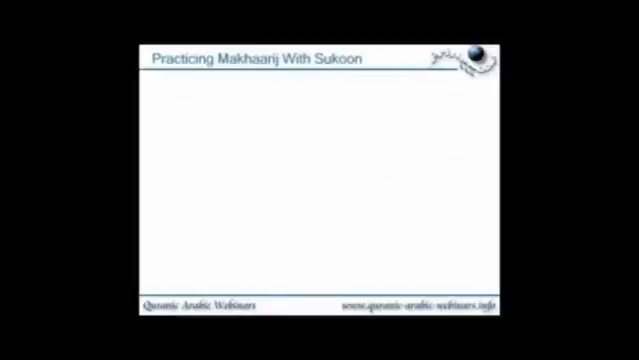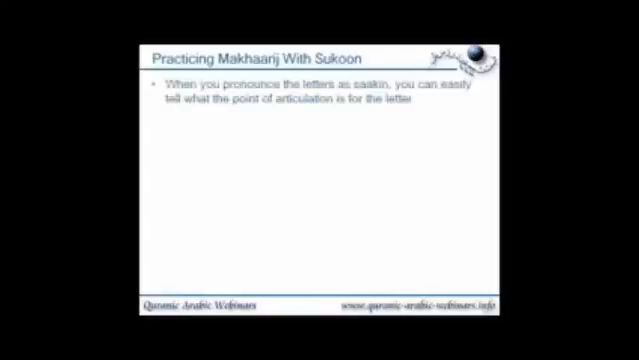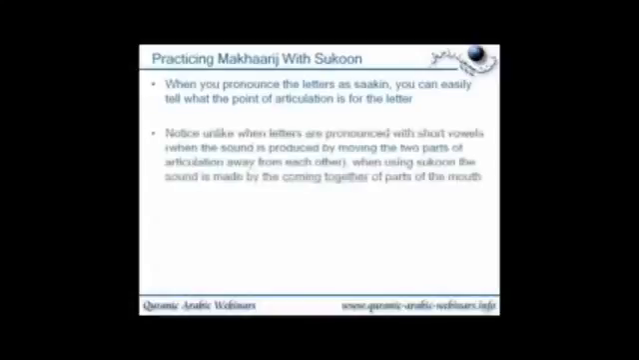Practicing the makharij with sukoon. When you pronounce the letters as sakin, you can easily tell what the point of articulation is for the letter. Notice, unlike when letters are pronounced with short vowels, i.e. when the sound is produced by moving the two parts of articulation away from each other, i.e. when we use a short vowel like fatha, so if we say ba or ta, the points, like your tongue and touching your teeth, when you actually give the ah sound, the parts of the mouth used to make the sound are moving away from each other.